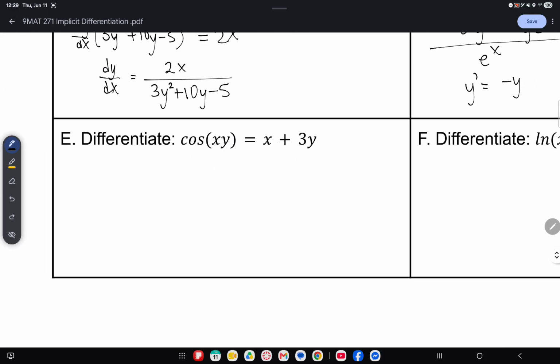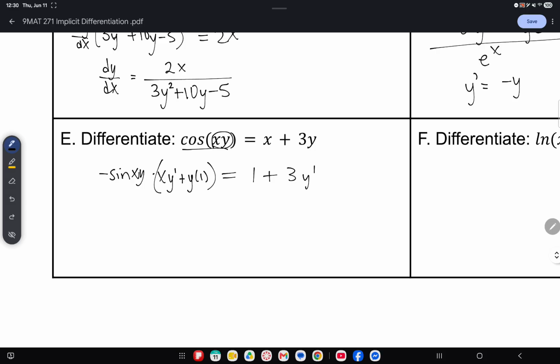All right, got some trig functions here. Bunch of stuff going on. So the derivative of the outside is negative sine of xy times the derivative of the inside, which is that product rule. So left d right plus right d left equals 1 plus 3y prime.